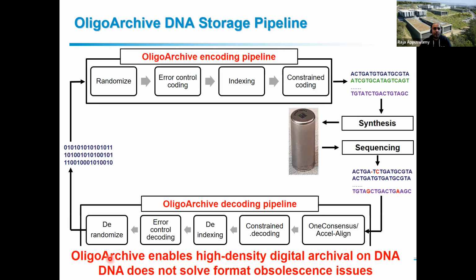So what I want to tell you is, this pipeline, I'll give you an example later, a quick example of what we did with it, a real use case. But we can store data with very high density on this, but it does not solve the format obsolescence issue that I mentioned in the beginning. Format obsolescence means you store the data on DNA, it's going to be there for 1,000 years. You can read it back, but then how do you go back and understand what data you stored?